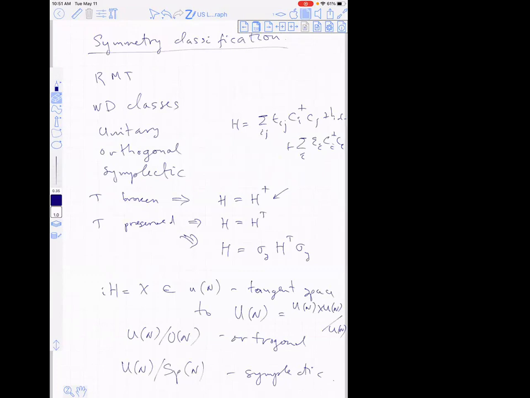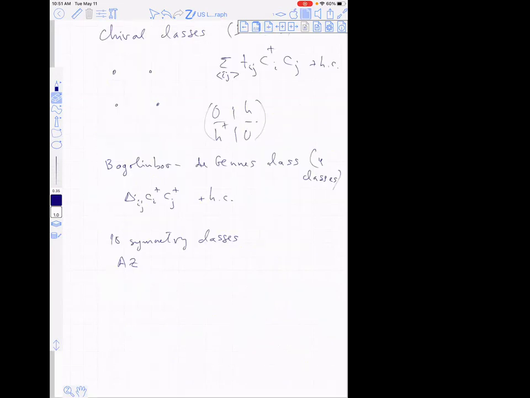And for each class, I can write a Hamiltonian that belongs to this class, right? In fact, this symmetry classification is exhaustive. It's a theorem, again, that there's nothing else. And so that's all the potential targets here.